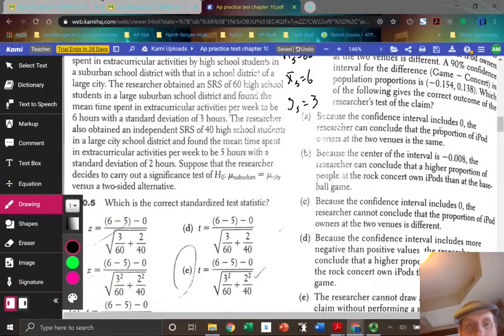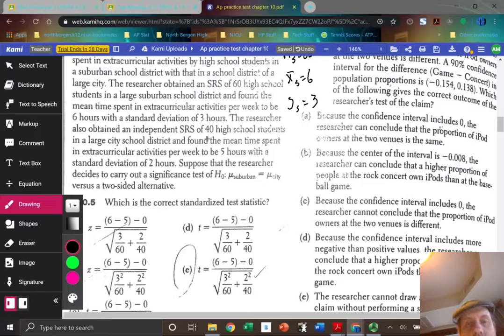All right, and then what's our other information? Researchers also obtained an independent simple random sample of 40 high school students in a large city school district. Let's call it urban, okay, or city, whatever you want to say. They use the word city, so that's fine. So I'm going to say right here, 40, so N sub C equals 40. Okay, and it looks like right here, they spent a mean average time of 5 hours right here for extracurricular activities. So right here, that's going to be X sub C equals 5. And S sub C, standard deviation, is going to be 2.